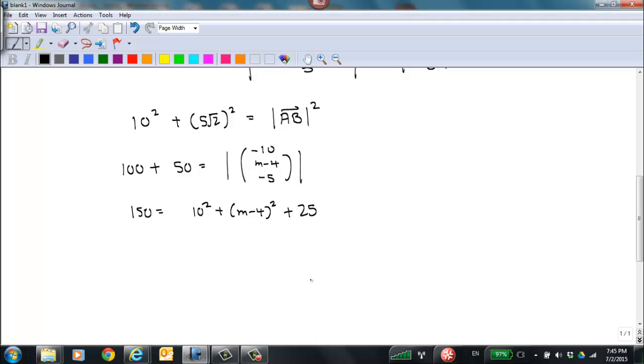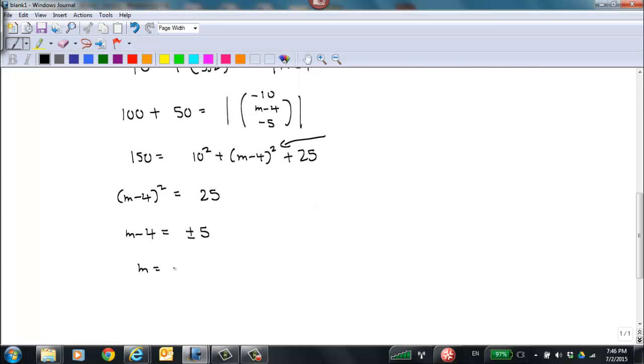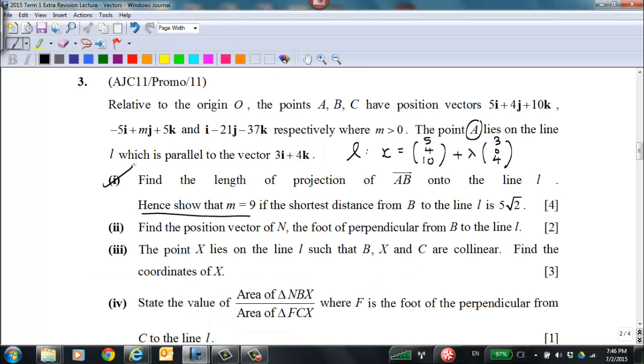Now I know that you all will have the urge to open this up. No, because you will see that if you continue solving without opening this square up, and shift everything to the other side, it will be equal to 25. From here, m can be solved by directly taking a square root, and you will get m to be -1 or 9. We reject m equals -1 because in the question, we are given that m is bigger than 0. Therefore, m is equal to 9. So this settles part 1.